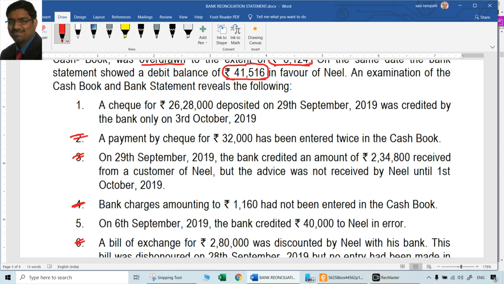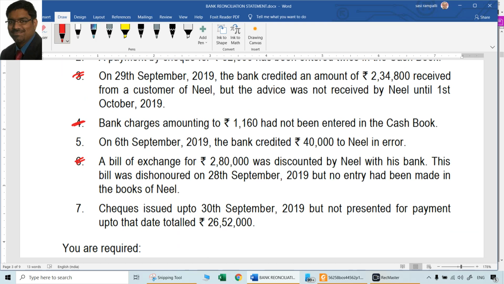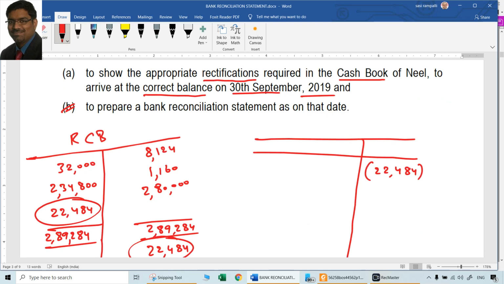First point was that a check was deposited on 29th September, but bank credited it only on 3rd October because of time that is taken by the bank. That means we would have already debited in our cash book. So cash book balance is already high because of this. Bank did not credit it, so passbook balance is low. But starting point was what for us? We have the balance as per cash book. So we have cash book balance here.